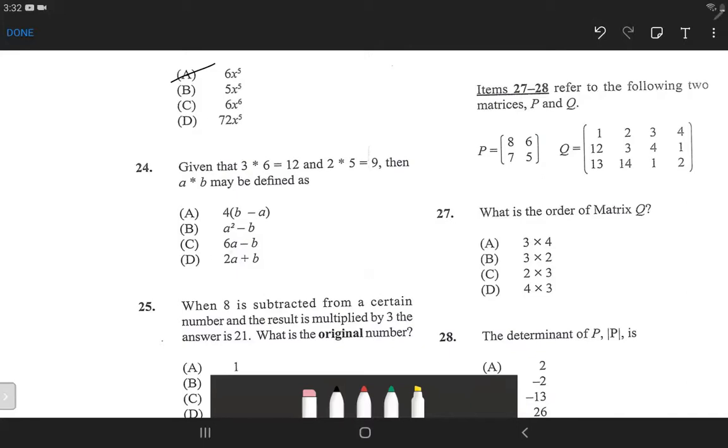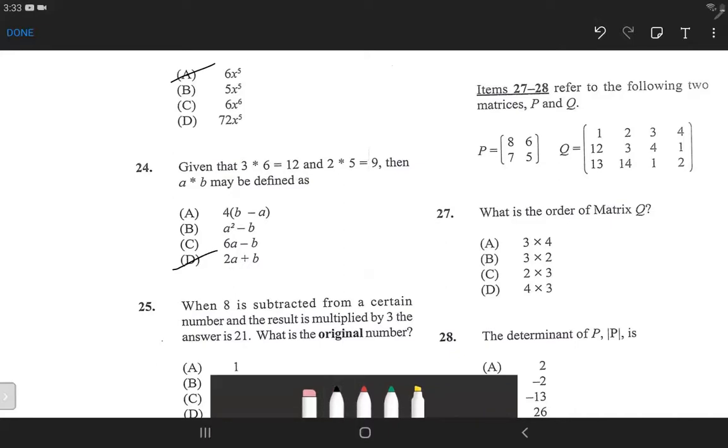C, 6A minus B. 6 by 3 is 18. 18 minus 6 is 12, so that works. Let's try the next one. 2 by 6 is 12, minus 5 is not 9. So by elimination, it must be this one. Let's check and see. 3 by 2 is 6, plus 6 is 12, that works. 2 2s are 4, plus 5 is 9, so it is D.